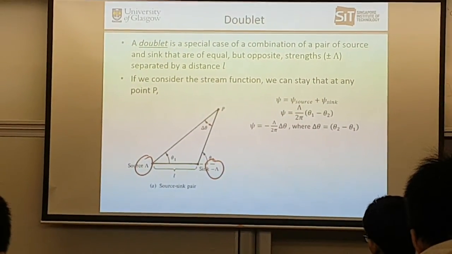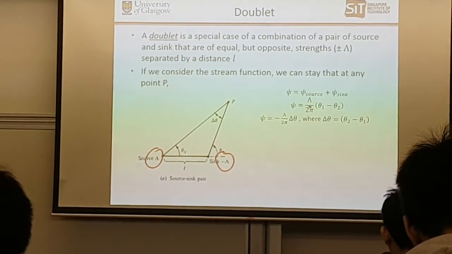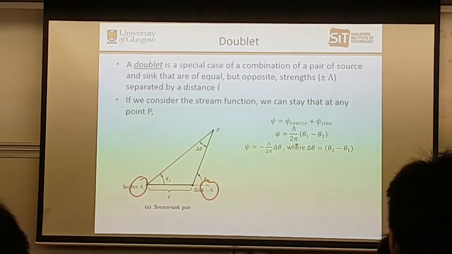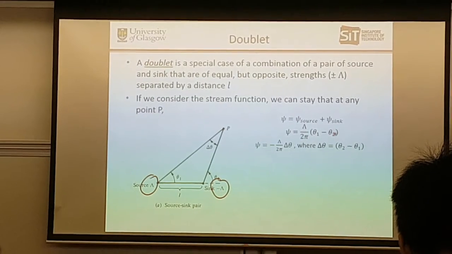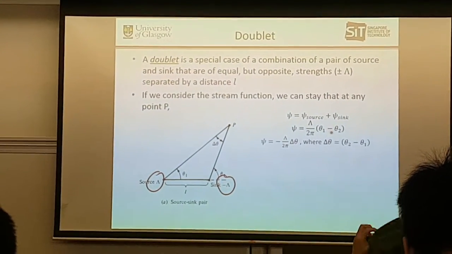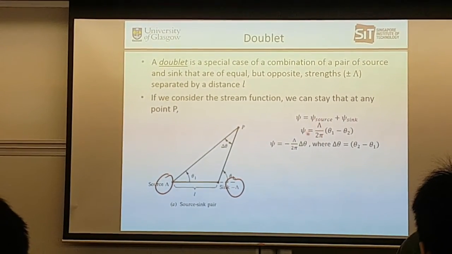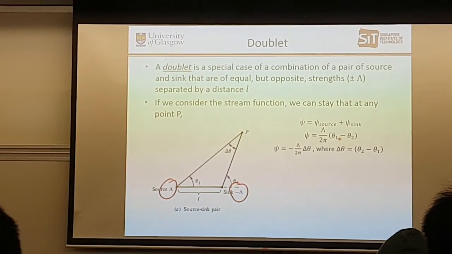For a source, if you remember, the formula is source strength times theta over 2 pi. If it's a sink flow, it has to be the negative of source strength times theta over 2 pi. Now if I add both together, obviously the negative sign will be just here, because this strength over 2 pi is a constant value. So what is changing is just the negative sign that we see.